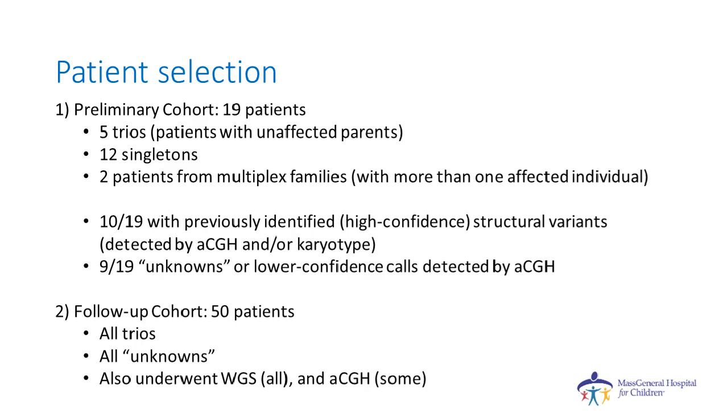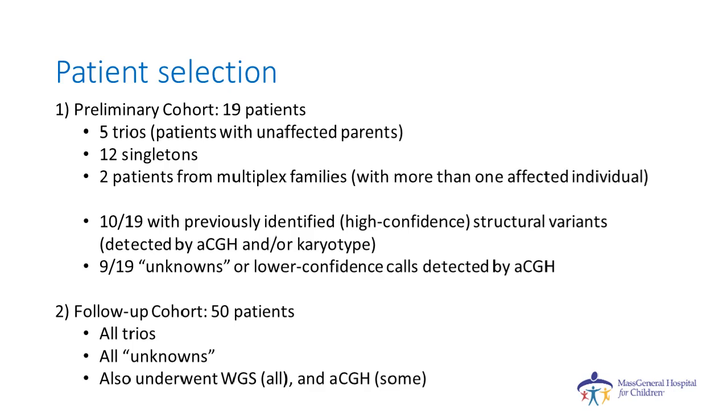We also had 12 singletons and 2 patients from multiplex families. These are families that had more than one affected individual. In this first cohort, 10 of the patients had previously identified high confidence structural variations that had been detected by standard of care technology, including array CGH and karyotype. But we also included a small number of patients that were unknown in this preliminary cohort.